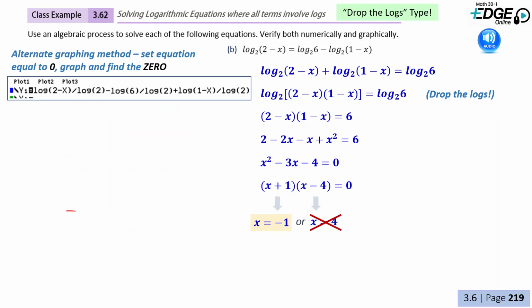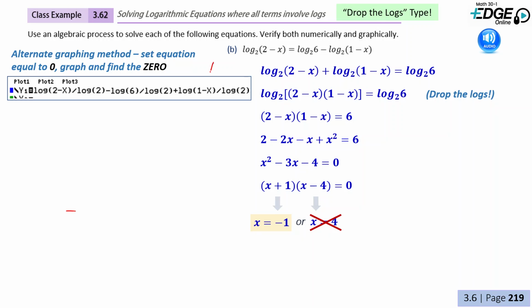An alternate graphing method would be to set the equation equal to 0. So in this case, we could bring both of these terms over to the left side of the equation and then set the other side equal to 0. Then we would just put this into y1 and find the zeros. So really you're finding the x-intercepts on your graph at that point, because you can also think about that as the line y is equal to 0. It'd be the same thing, right?